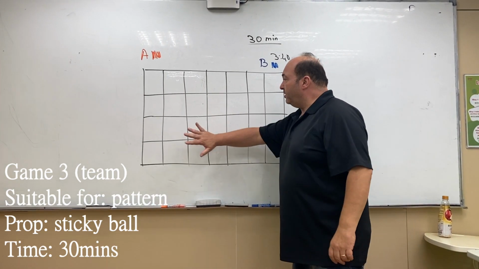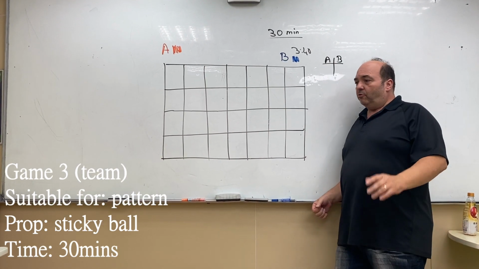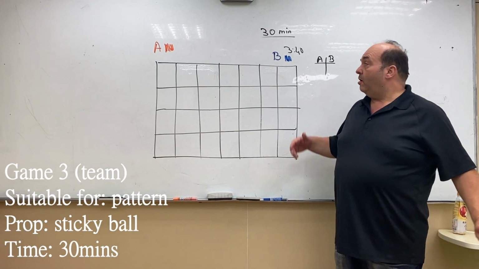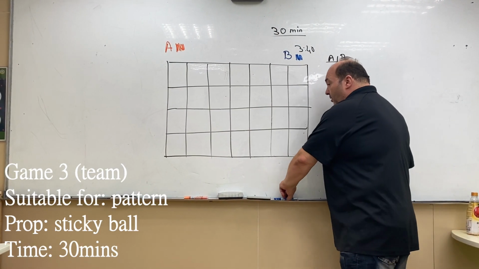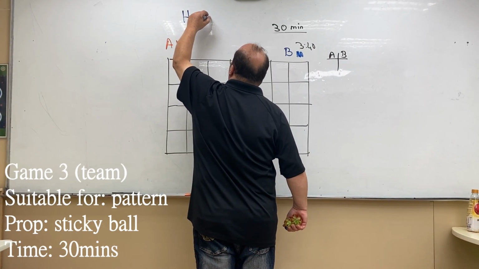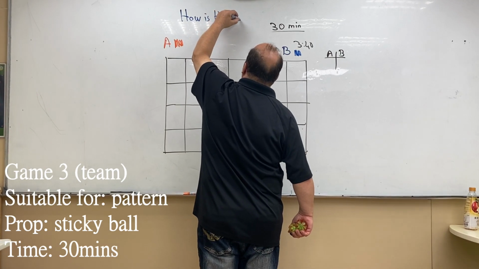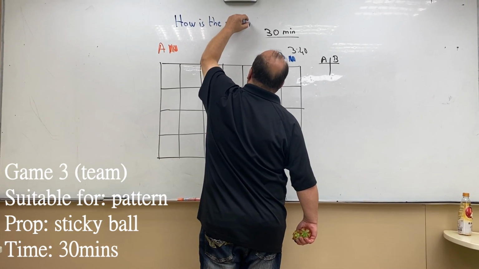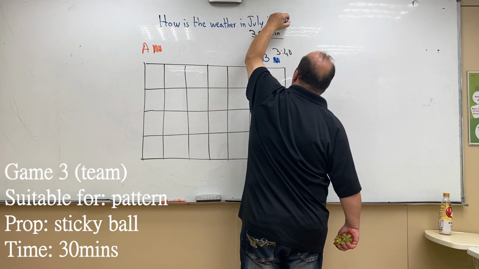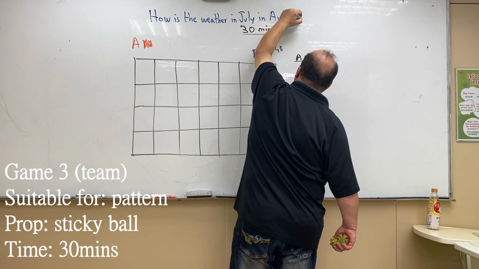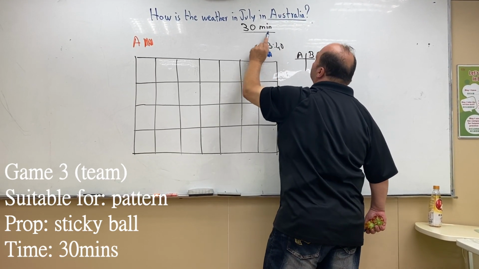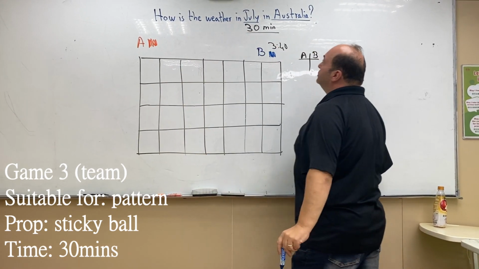Most of the time you can play this in higher level classes, also in lower level classes, both are okay. So again the same thing, a pattern. Let's say, how is the weather in July in Australia? Something like that. Now this Australia, July, you can change.